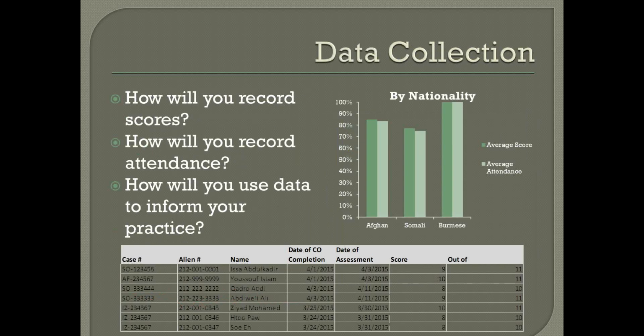So, looking forward to data collection. This is something that you might want to think about once you have solidified your cultural orientation program and really have it going well. This isn't necessarily something that you need to worry about right now if your program is not quite solid, but it is something to think about for the future. How will you be recording scores? For the CO assessment, you can get either 10 or 11 points, depending on how many questions they do.